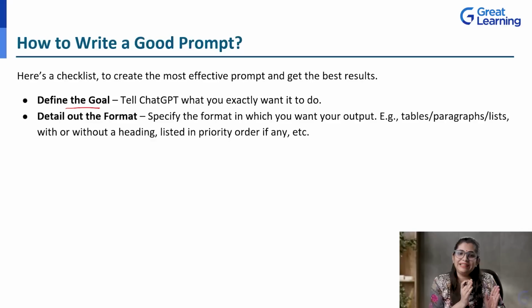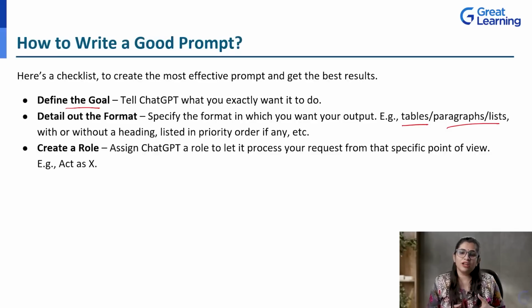Next is detailing the format. Format is the output format that you want ChatGPT to provide. For example, as I told you previously, it can be a table, paragraph, list, CSV, anything that you want. And you can ask ChatGPT to give it in priority order if you are working on such content.